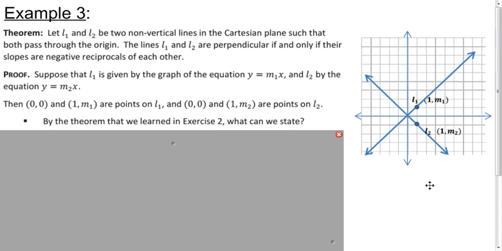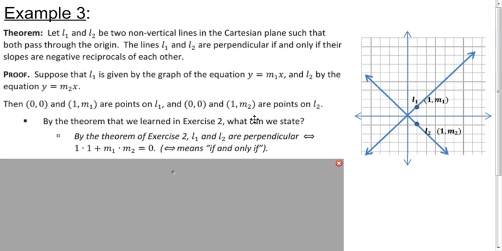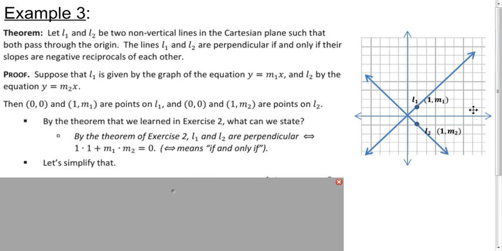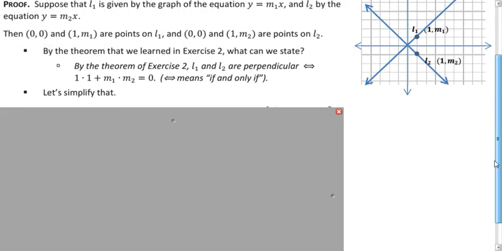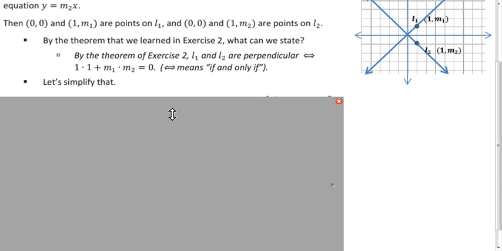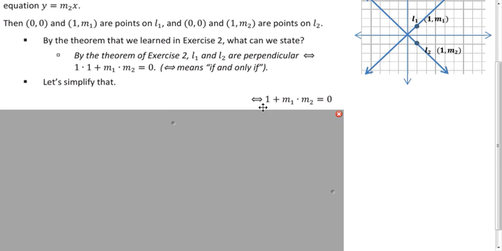So what equation can we write using our previous theorem that we learned? Well, we know that these lines will be perpendicular if and only if the slopes satisfy this equation. So they multiply the x's, multiply the y's, and that sum must be 0. So let's simplify this expression. Or I'm sorry, let's simplify the equation. So simplify the left-hand side expression. And so this is true if and only if 1 plus the product of the slopes is 0.